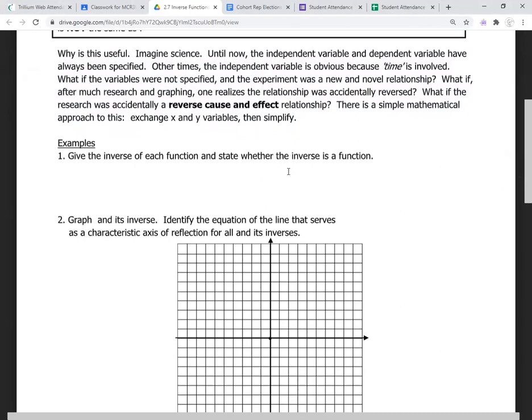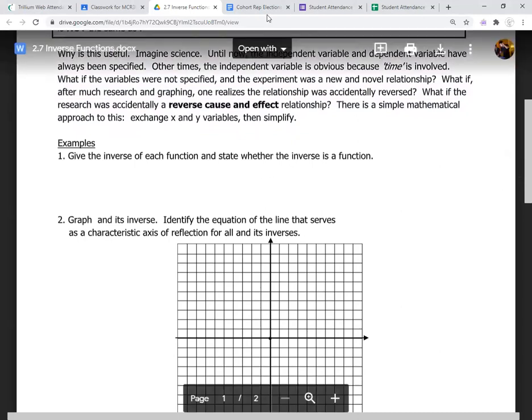The symbol that you're going to be seeing to represent an inverse function is f of x, but with a little -1 as an exponent. It's not an exponent, it just looks like a superscript. So this is the inverse of the function, whatever it is that we're dealing with. And now we'll learn how to do it mathematically.